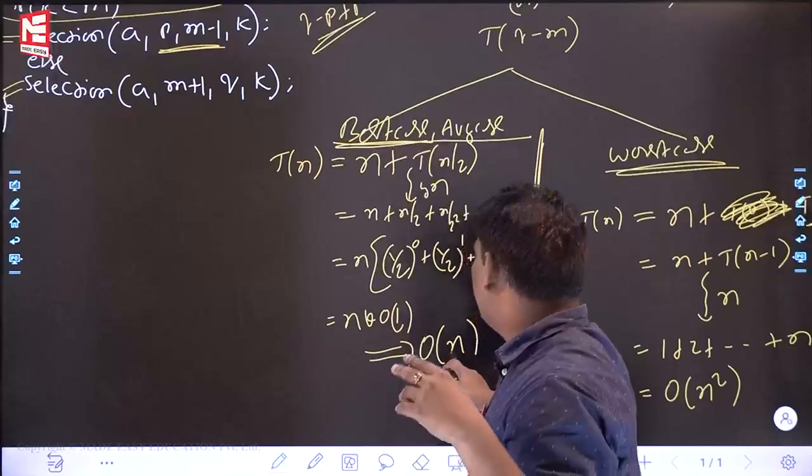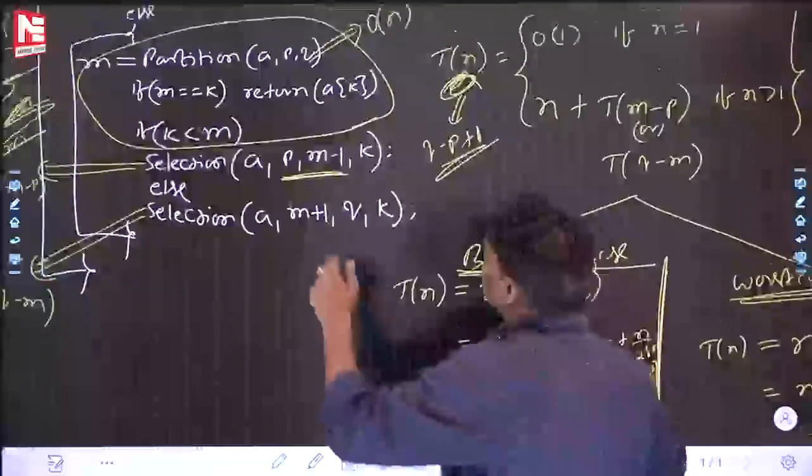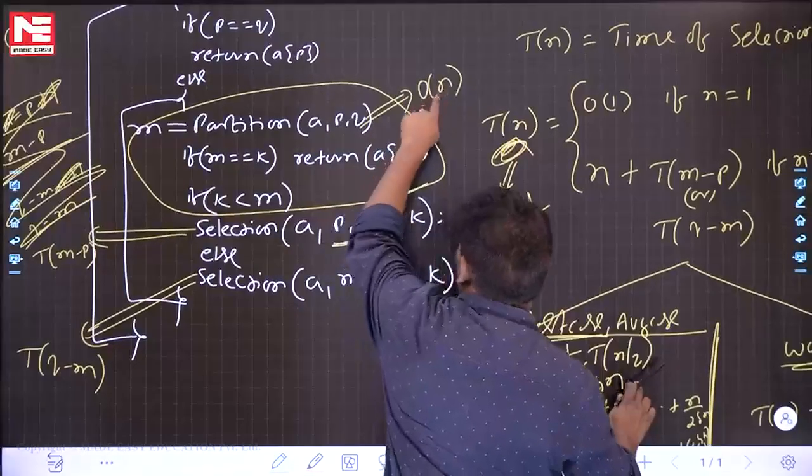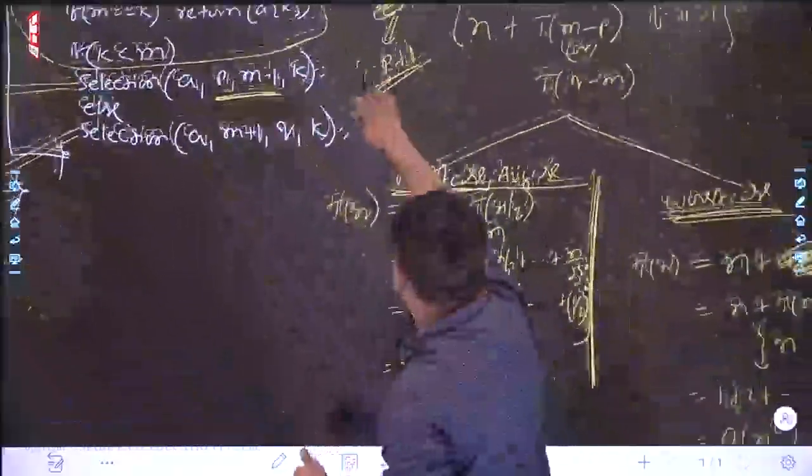Then also n will come. See this one, best partition happened. Then also n, and one more. The partition algorithm is over, and m is equal to k. Then also n. If you stop here, then n. If you don't stop here, best partition happened, then also n.